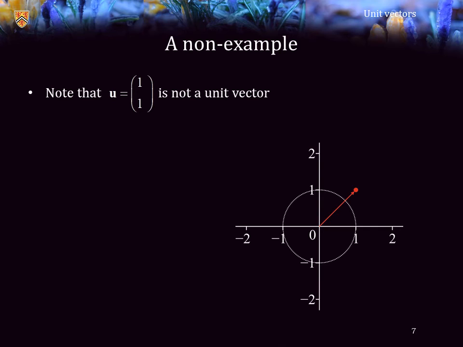Note that the vector (1, 1) is not a unit vector. This is because the square root of 1 squared plus 1 squared is the square root of 2, and that is not equal to 1.